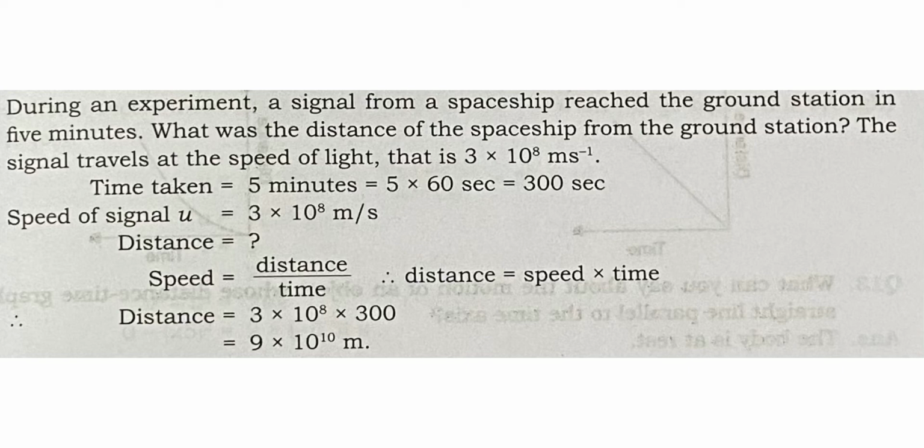Now 300 can be written as 3 into 10 raised to 2. You have studied this in lower classes. So it can be written as 3 into 10 raised to 8 into 3 into 10 raised to 2. 3 into 3 is 9 and 10 raised to 8 into 10 raised to 2 is 10 raised to 10. According to the law, a raised to m into a raised to n is equal to a raised to m plus n. You have already studied this in Maths chapter 1. So the distance is 9 into 10 raised to 10 meter.